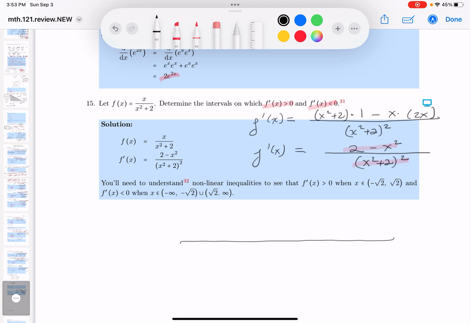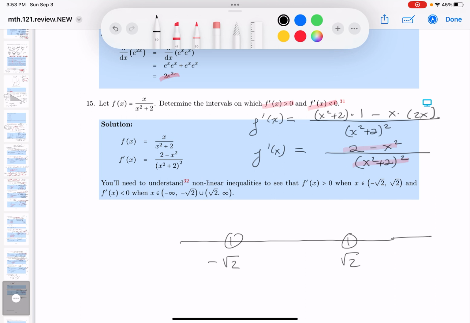Well, the zeros of the top polynomial occur in two places. One is at minus root 2, and the other one is at positive root 2. The bottom has no real zeros. So I am now good to go with doing sign analysis. What am I going to do? I'm wondering, where is it positive, where is it negative?